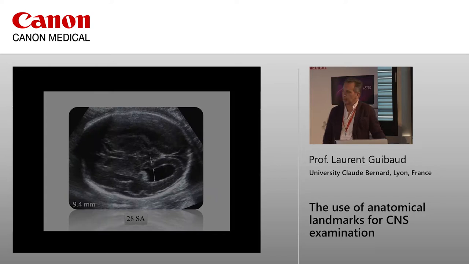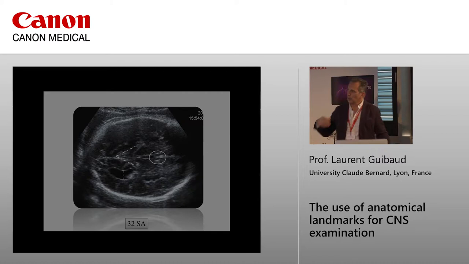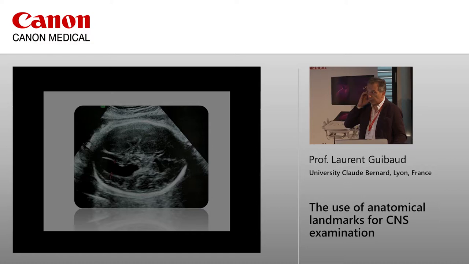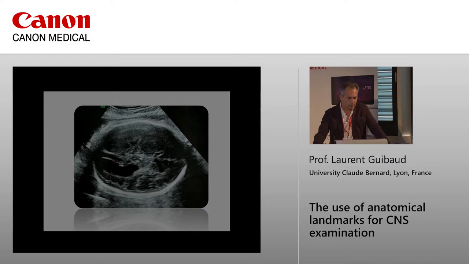But here, you see, you are far away from the plexus, and you see the depression with the arrow, you are exactly at the atrium. And when you are in the third trimester, this sulcus fissure becomes deeper, and you should measure at the deepest part of the fissure.